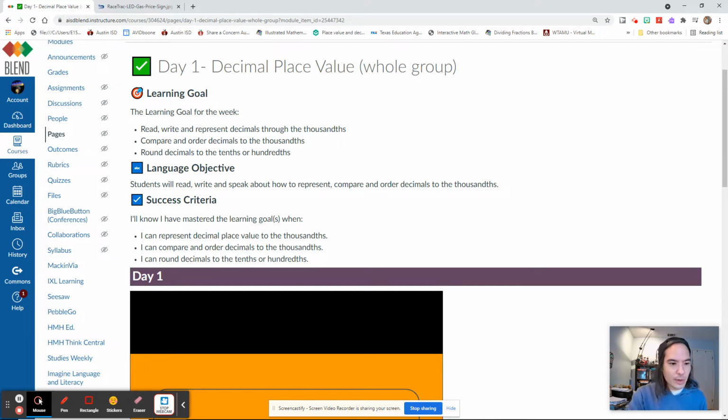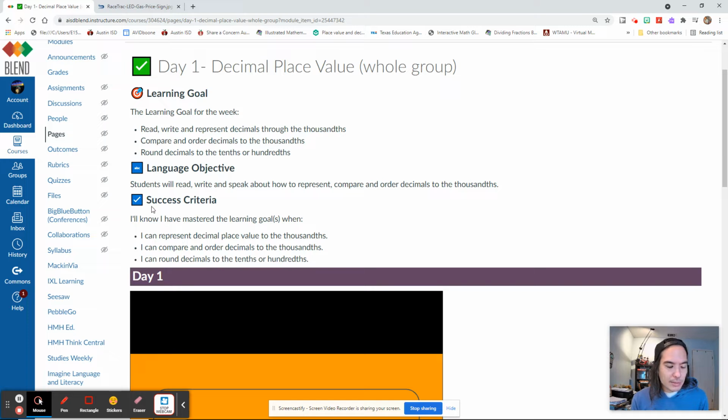So before the end of the week, you should be able to read, write, and represent decimals through the thousandths. You should be able to compare and order decimals to the thousandths. And you should also be able to round decimals to tenths or hundredths. We won't do that all today. We'll just start off by talking about what decimals are.